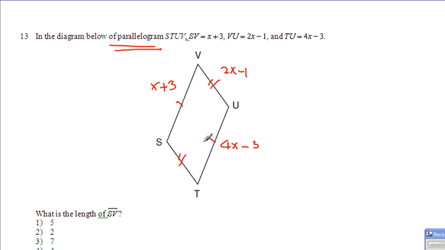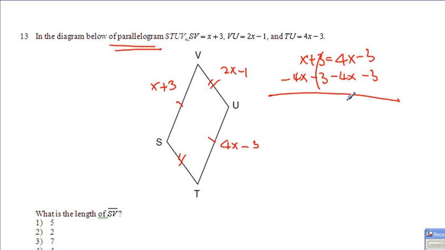Which one of these three can be set up to be equal to each other? Because in a parallelogram, opposite sides are equal to each other, so we could say x plus 3 must be equal to 4x minus 3. So if you subtract 3 and subtract 4x, you realize that -6 must be equal to -3x, where x is equal to 3. That becomes our final answer.